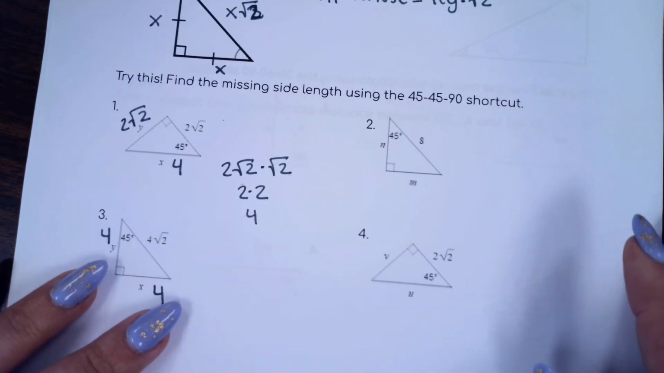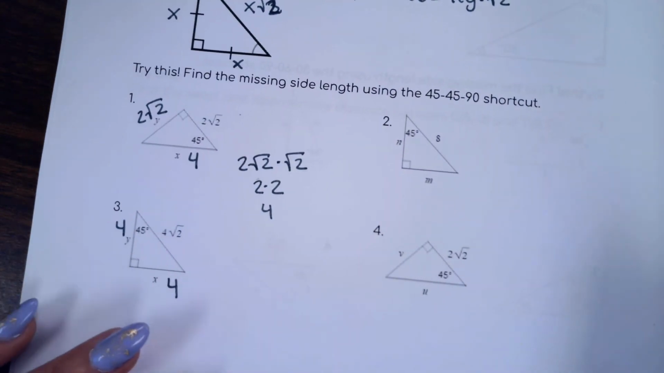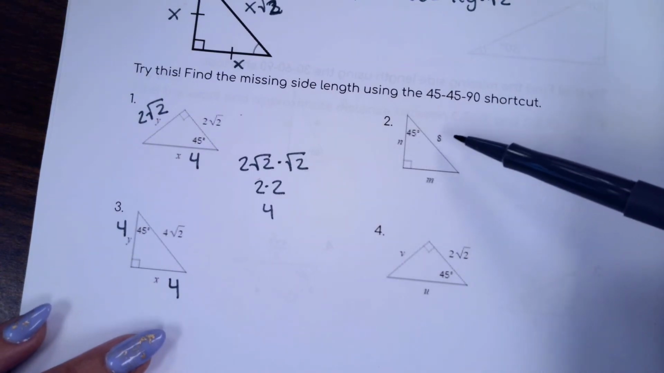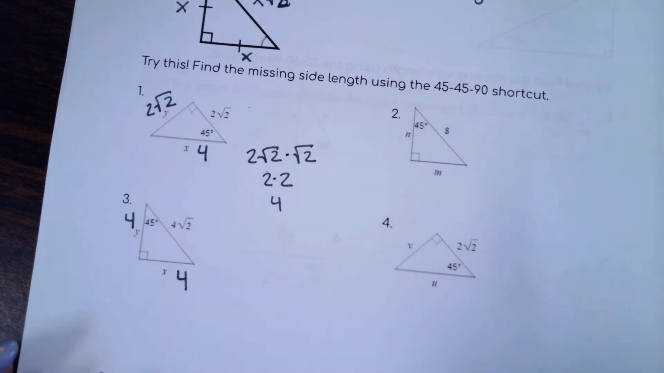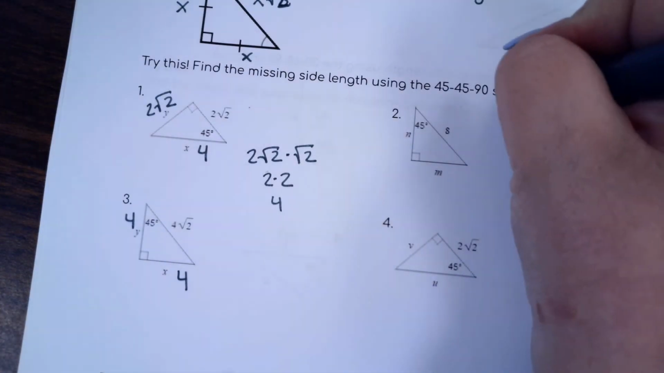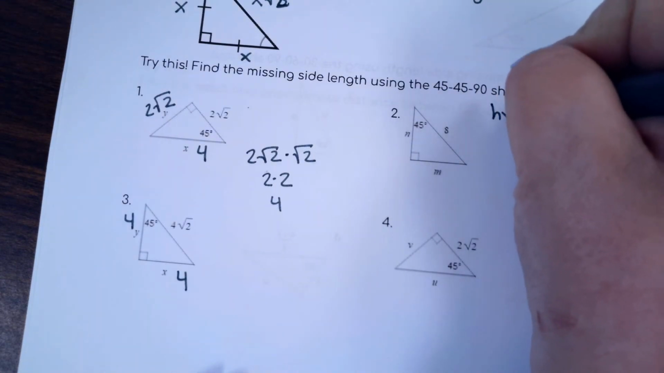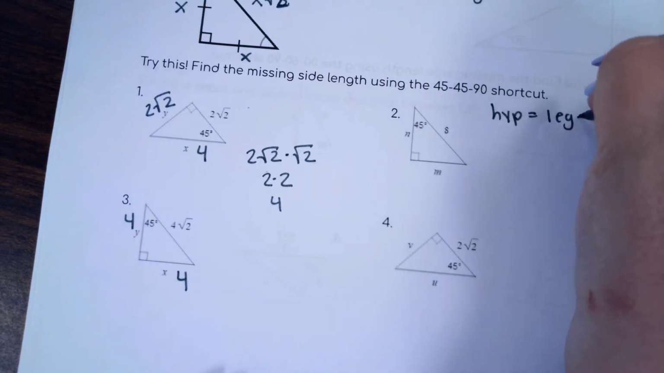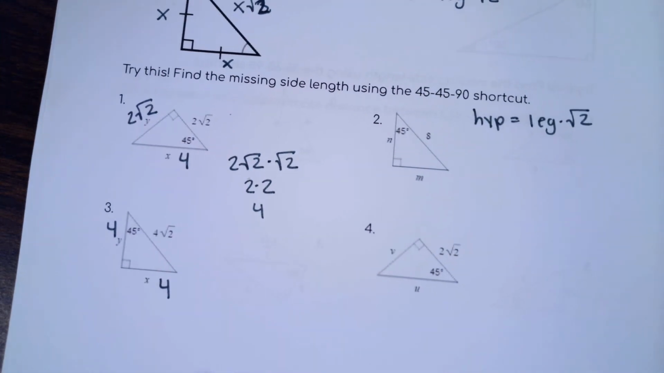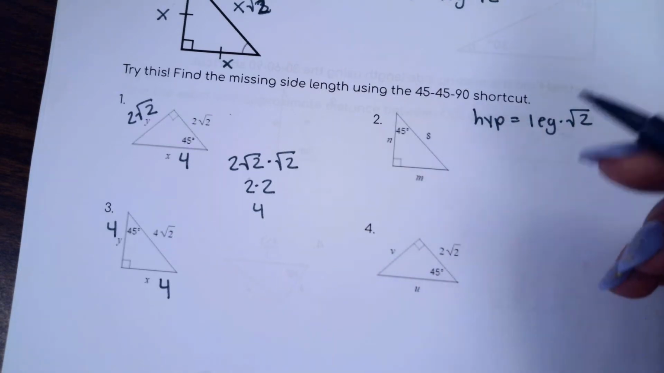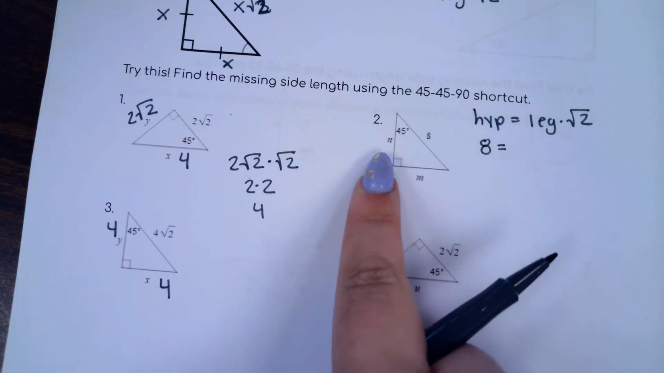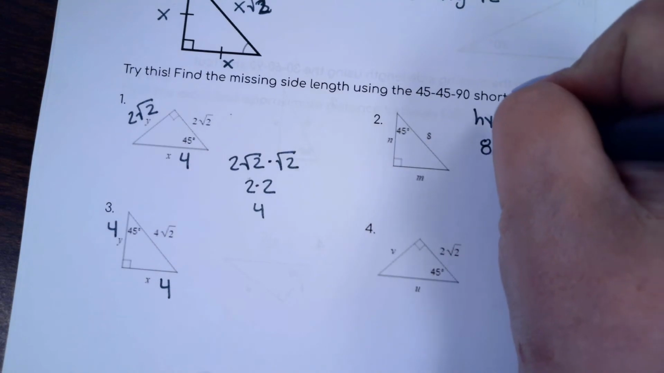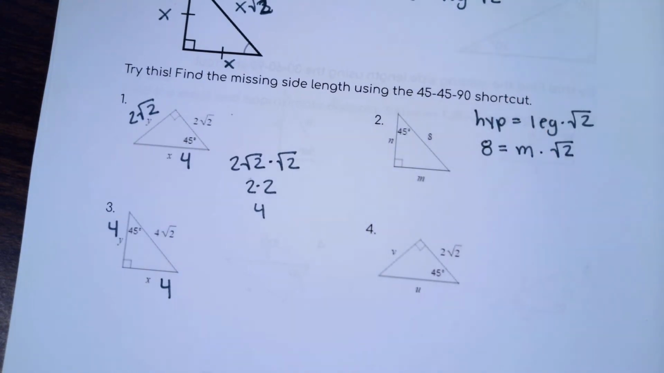All right, let's look at number 2 now. Number 2 is a little different. This time we were given the hypotenuse, but unlike here where we can just grab out whatever that leg is, it's just an integer. So think about the rule or the shortcut. It says the hypotenuse is equal to the leg times the square root of 2. And then let's plug in what we know. So the hypotenuse length is 8, which equals the leg. We can use either one of these variables because they're going to be equal, right? So I'm just going to use m times the square root of 2.